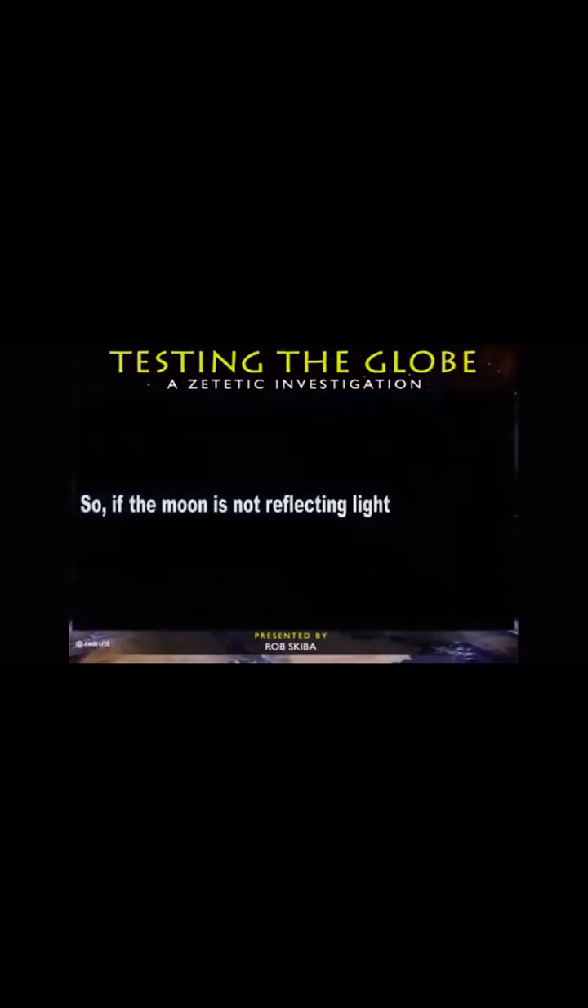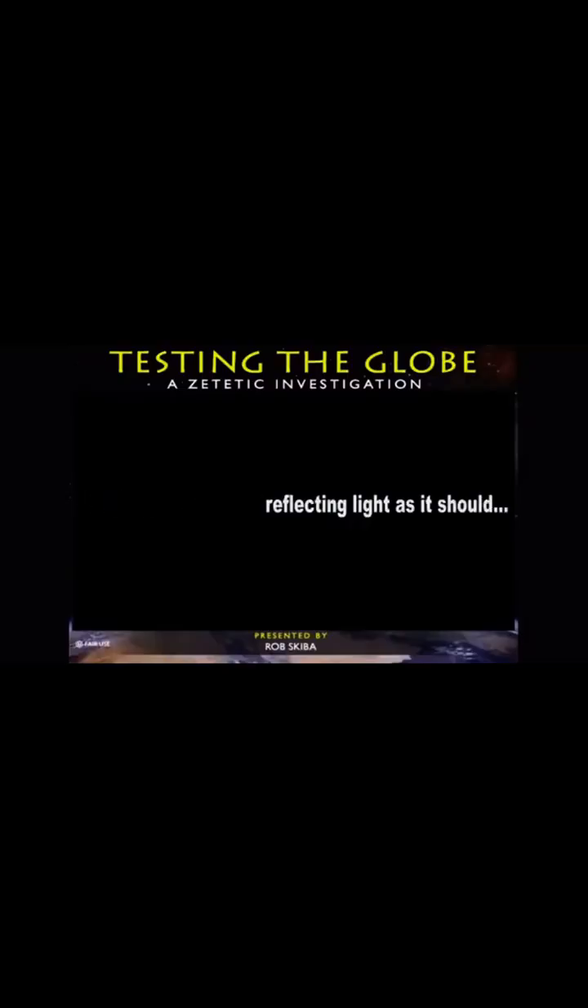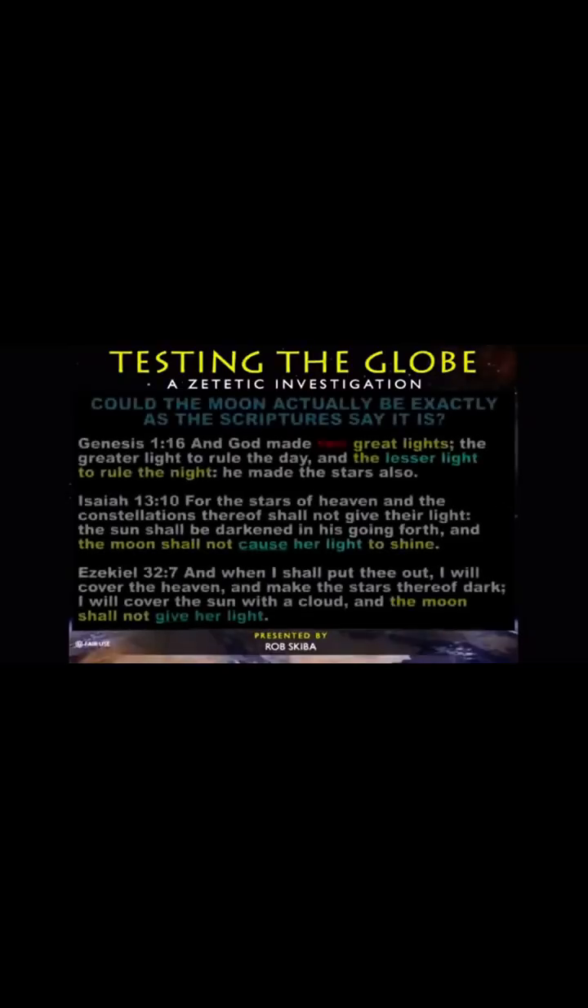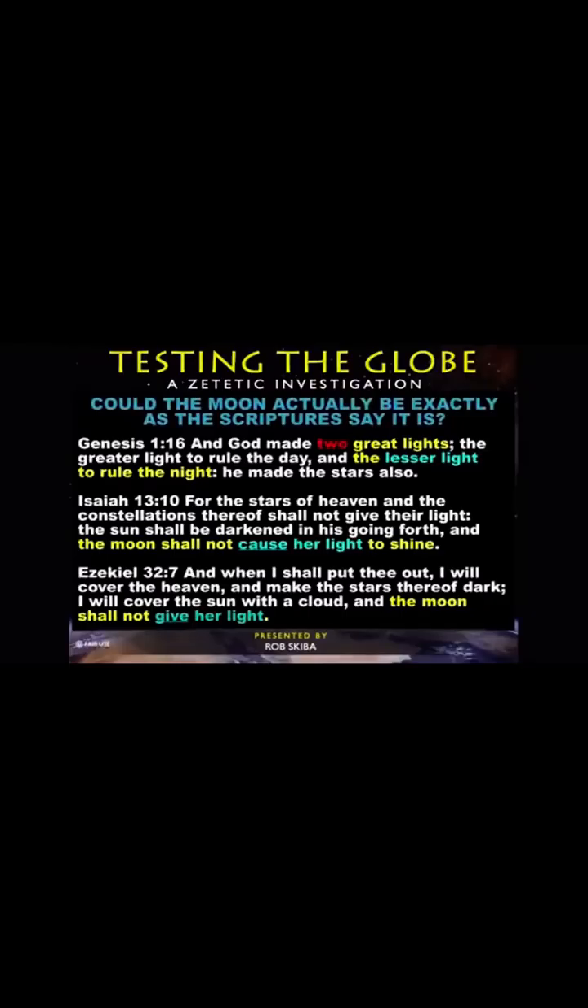So, if the moon is not reflecting light as it should, could the moon actually be exactly as the scriptures say it is? You've got a number of scriptures saying that the moon is a light. It's a lesser light, according to Genesis. And in Isaiah and Ezekiel, it talks about the sun causing her light to shine or giving her light. There's nothing in scripture that indicates that it's a reflector.